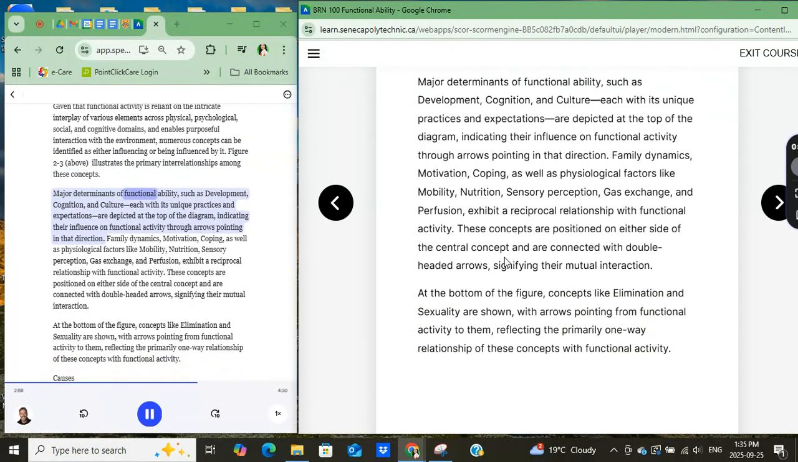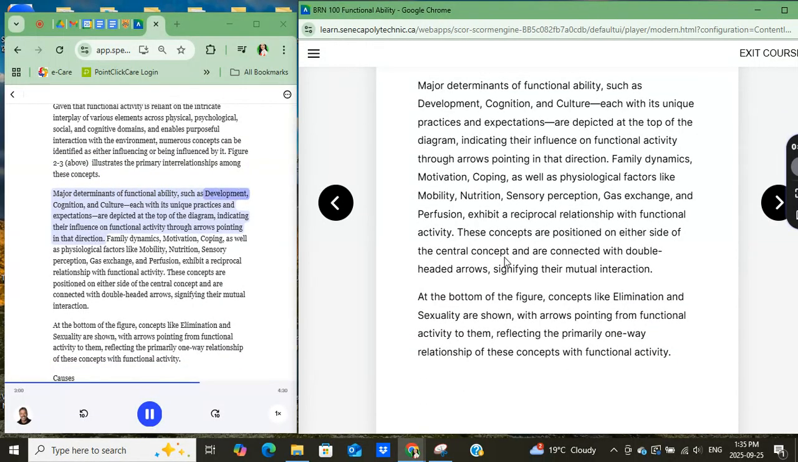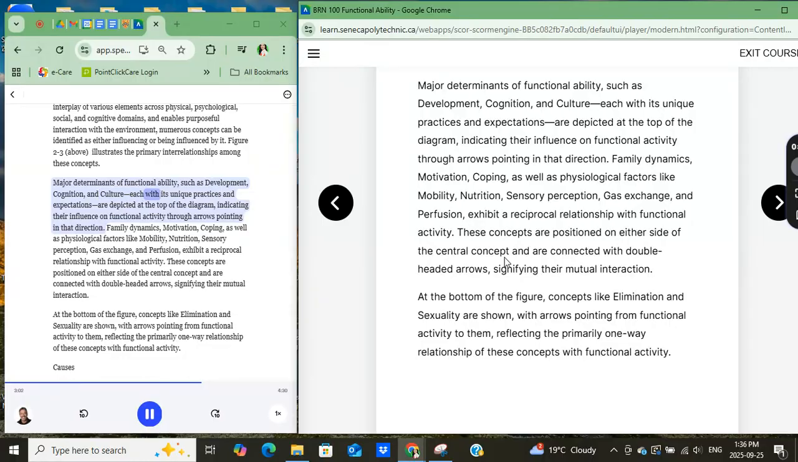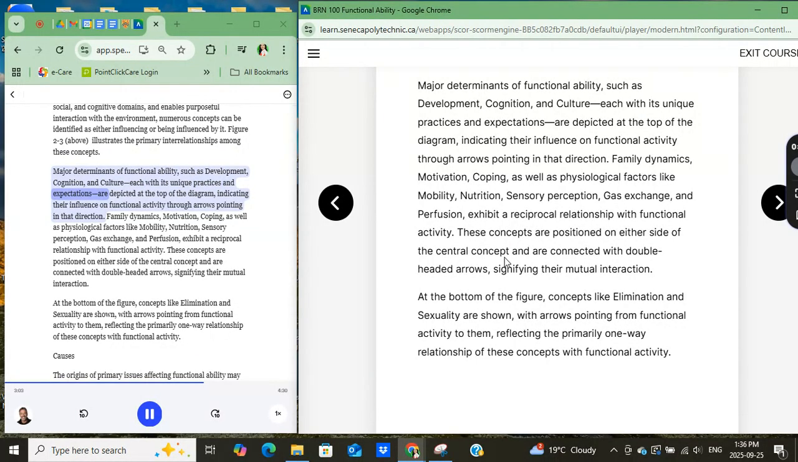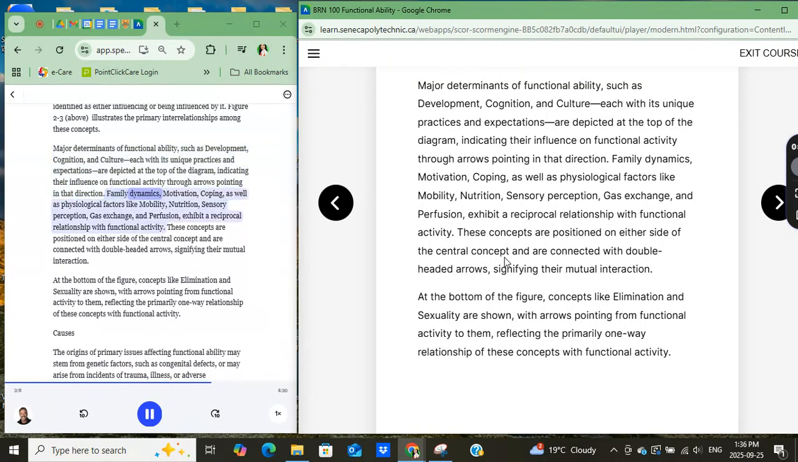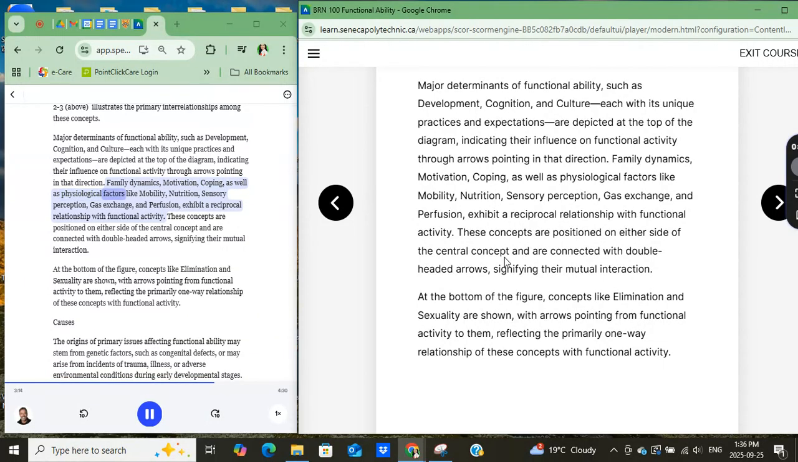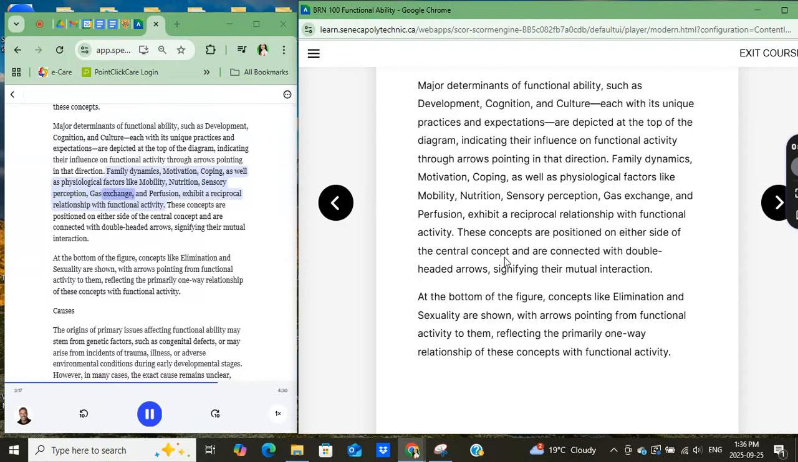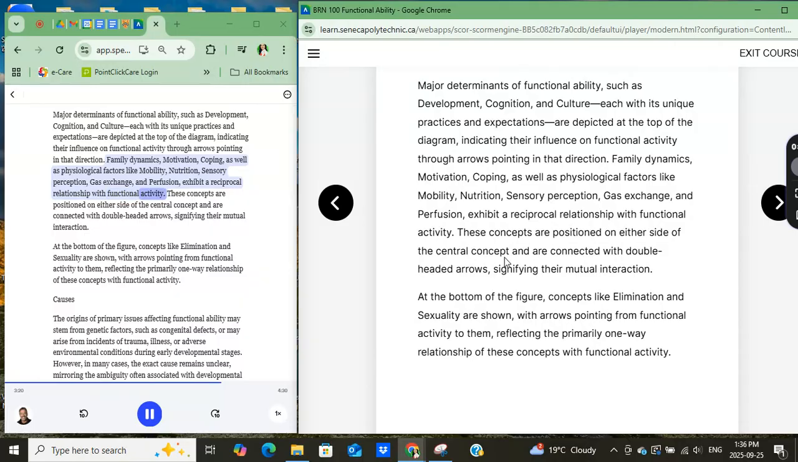Major determinants of functional ability, such as development, cognition, and culture, each with its unique practices and expectations, are depicted at the top of the diagram, indicating their influence on functional activity through arrows pointing in that direction. Family dynamics, motivation, coping, as well as physiological factors like mobility, nutrition, sensory perception, gas exchange, and perfusion, exhibit a reciprocal relationship with functional activity.